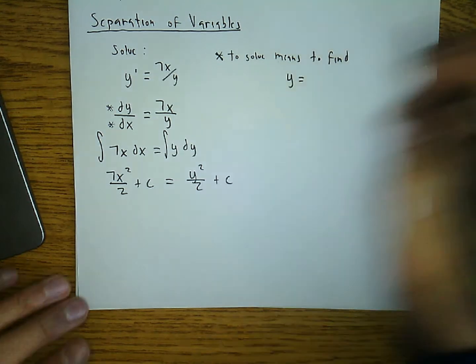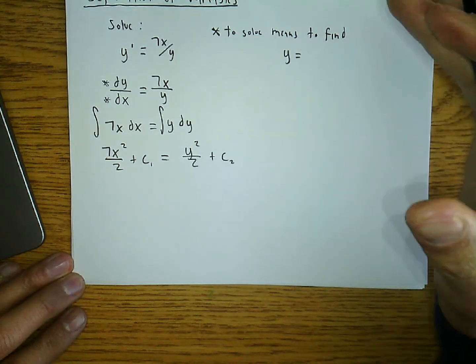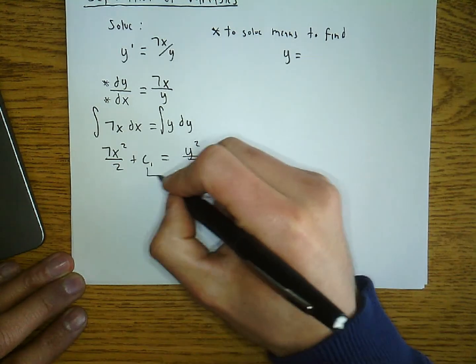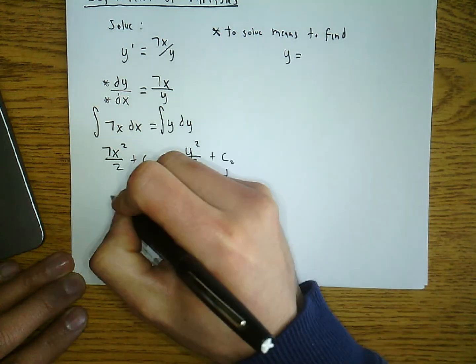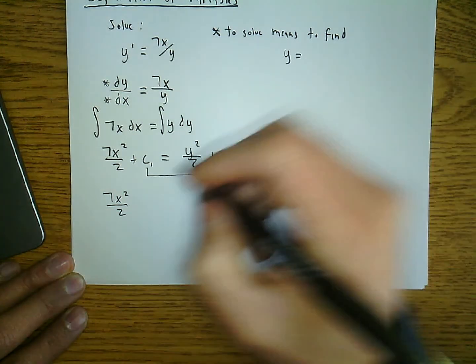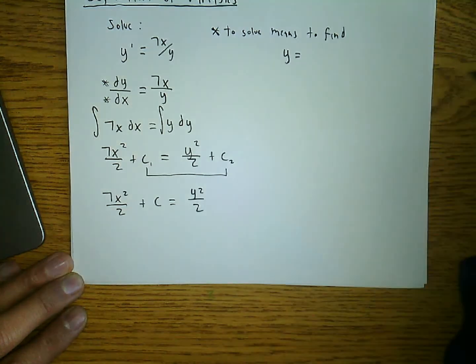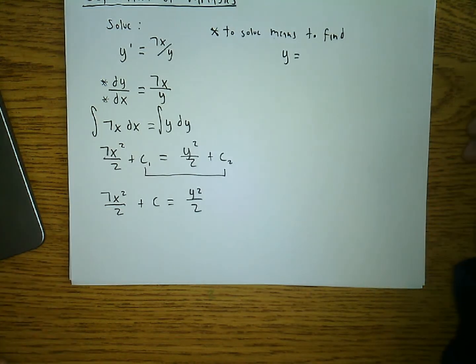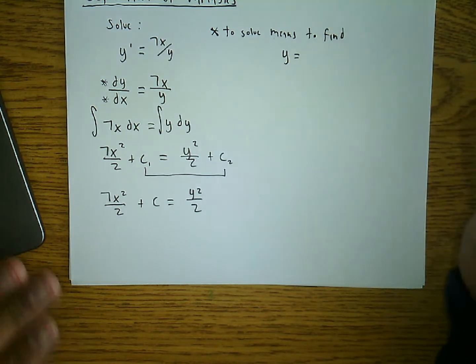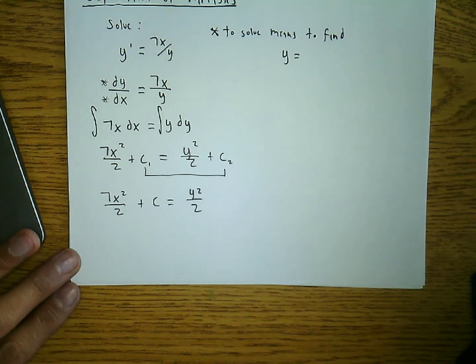But ultimately, here's what I typically do, and you're welcome to do this. I like to combine those two. So what I'm going to say is that 7x squared divided by 2 plus c is equal to y squared over 2. In other words, as long as you have one constant of integration, you're going to be okay. Are we okay with what just happened? So now all I got to do is solve for y. So I'm going to multiply both sides by 2. So that gives me 7x squared plus c is equal to y squared.